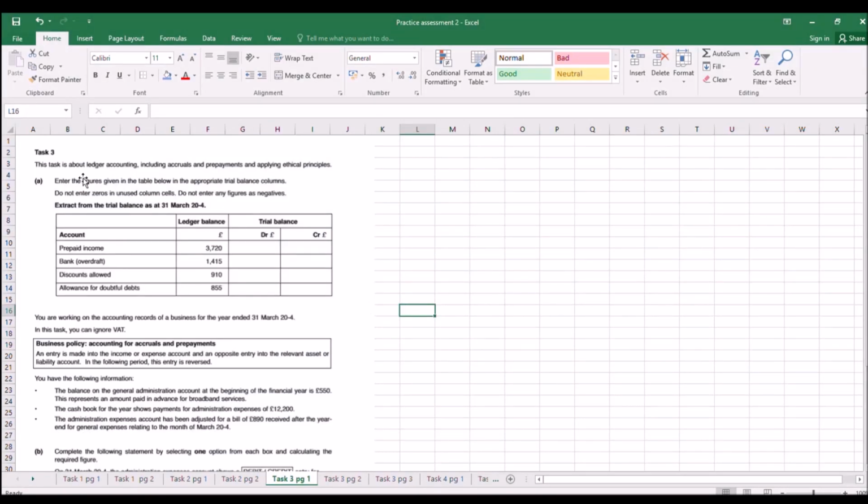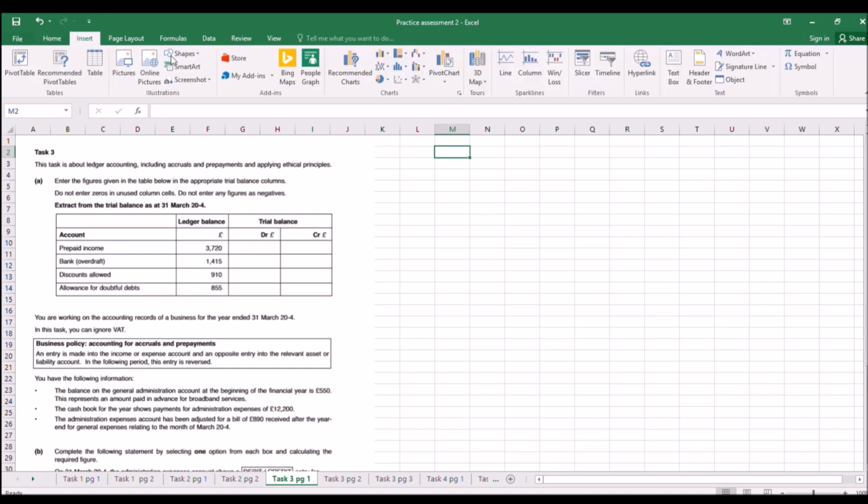Task 3. This task is about ledger accounting. So we have some double entry bookkeeping going on here, including accruals and prepayments. We're going to use a lot of timelines in this one. Enter the figure in the table below for the appropriate trial balance columns. Do not enter the zeros and use columns. Do not enter extract from trial balance. This is just simply putting figures into the right place.